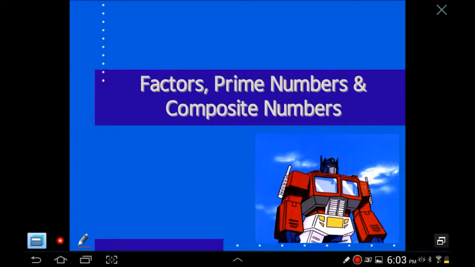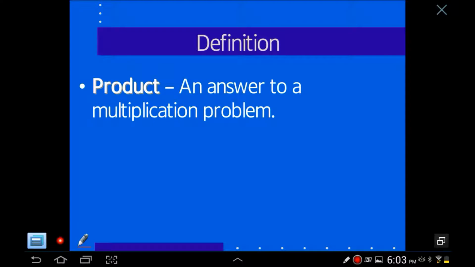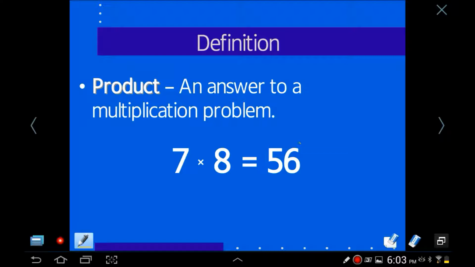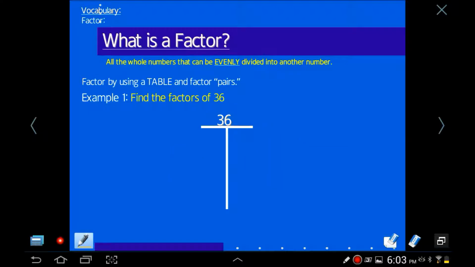Here is your lesson on factors, prime numbers, and composite numbers, everybody. So, definition here: product. You should know what a product is. It's an answer to a multiplication problem. 7 times 8 is 56. 56 is the product. 7 and 8 are considered factors. Okay, let's answer this question.